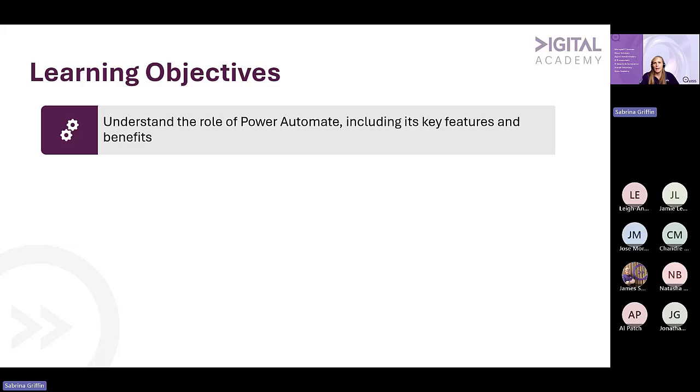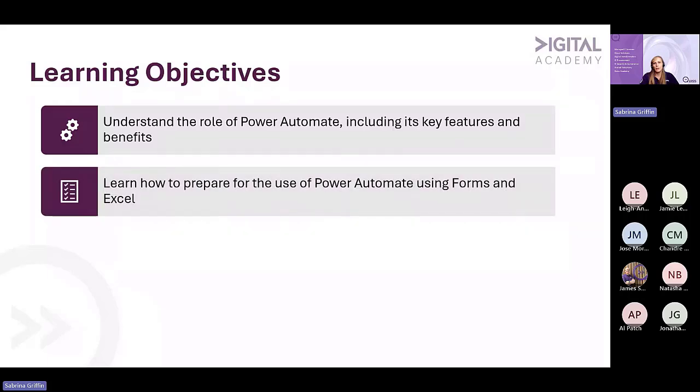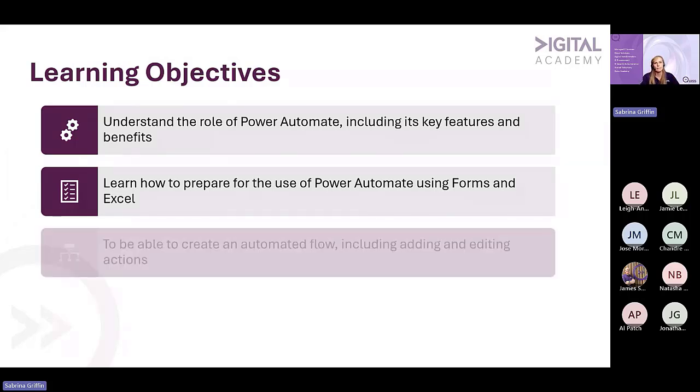So objectives for today, we want to be able to understand the role of Power Automate, including its key features and its benefits. We are going to look firstly at how we would actually prepare kind of our resources and the different apps before we begin building the flow in Power Automate. So we're going to look at how we would make sure we have our form ready, any Excel files and anything else we might need.